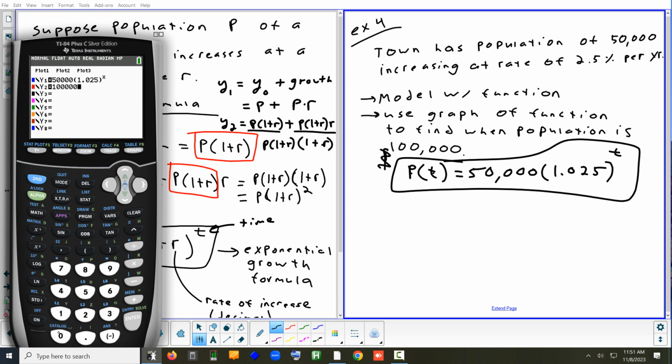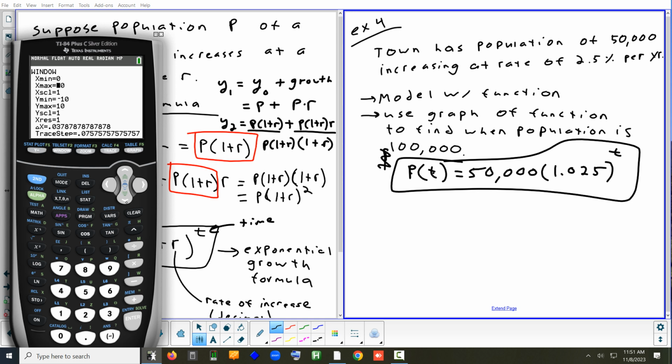Now, as far as a window, I can see 1, 2, 3, 4, 5, 6. There should be 5 zeros. 100,000. 1, 2, 3, 4, 5. Yeah, 5 zeros. Sorry, I thought you were counting zeros. So what's the smallest amount of time that could go by? Yeah, 0. You could just say we're going to just look at the population to start and not have any time go by.